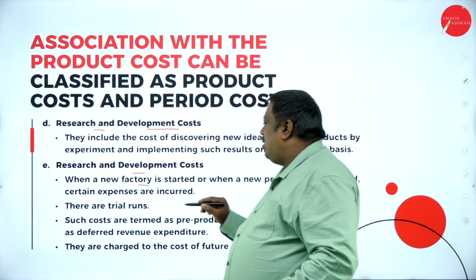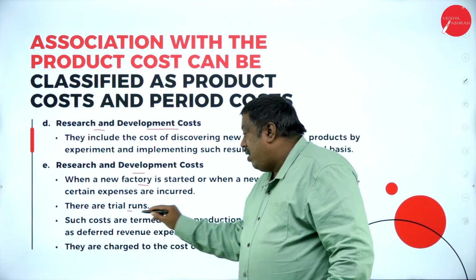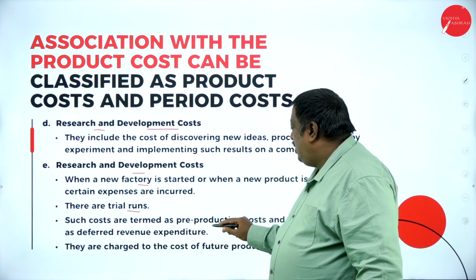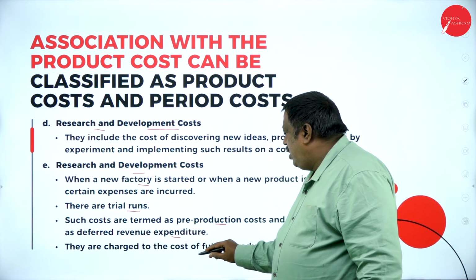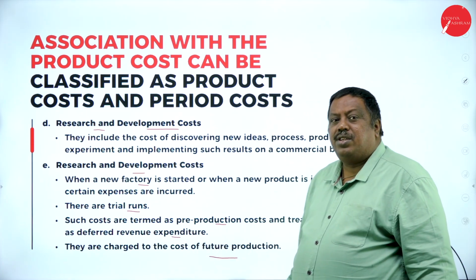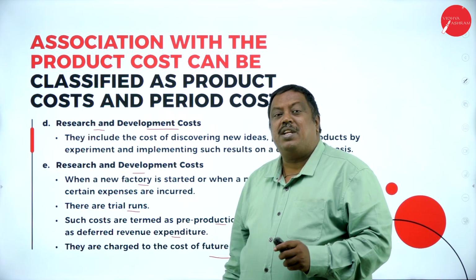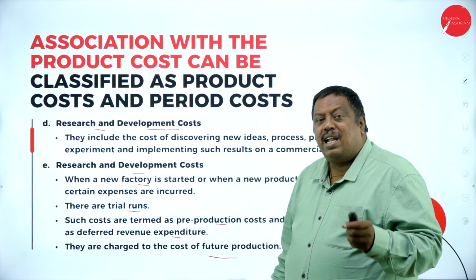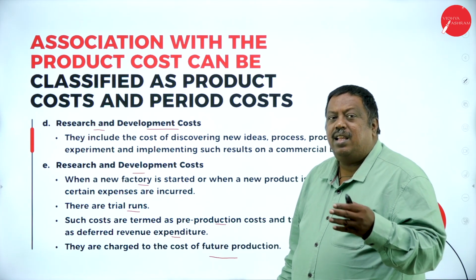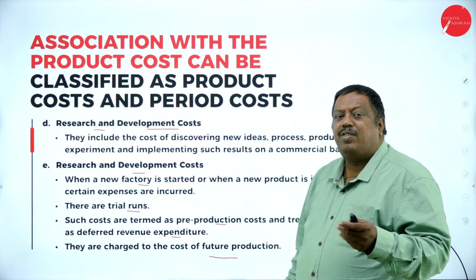When a new factory is going to be started, there are trial runs. Such costs are termed as pre-production cost and deferred revenue expenditure. They are charged to the cost of future production. So whatever amount of expenditure is incurred is called cost of future production, and that will be added in the upcoming cost of the product.